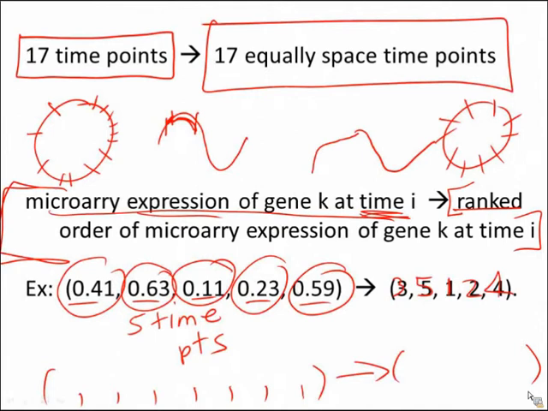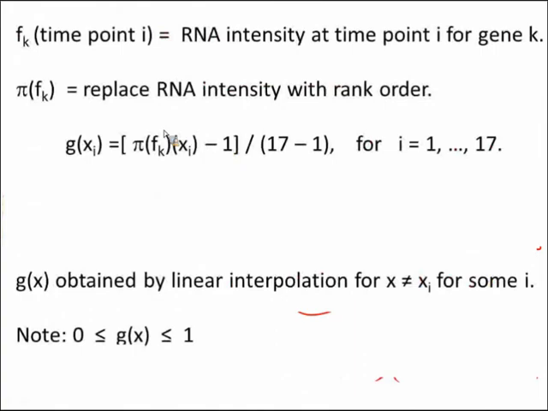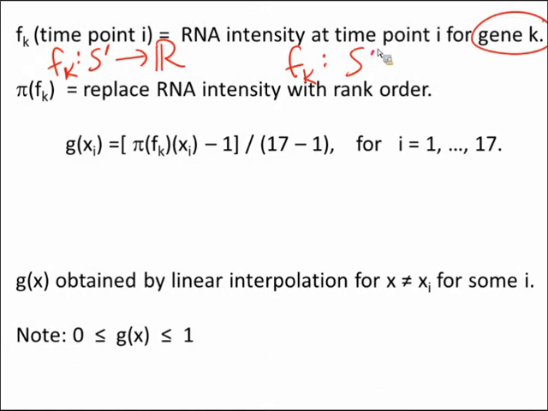So we'll get a permutation of the numbers from 1 to 17. Thus, we had a function f from S1 into R, but now we're changing this. Actually f_k, one for each gene, a function for each gene, from S1 into the numbers 1 through 17, where the value is at time point i. So if I'm at, you know, 2 pi over 17, someplace around there, we can map it to the rank. So some number, say maybe it's the third highest intensity. So we replace the RNA intensity with the rank order.